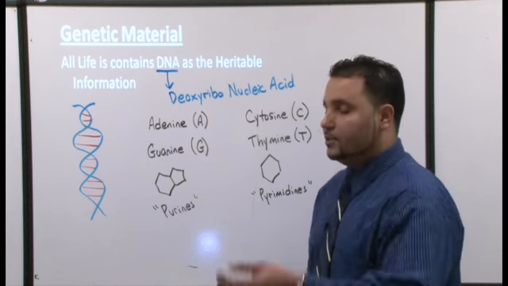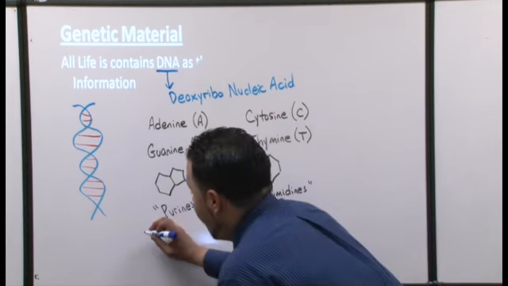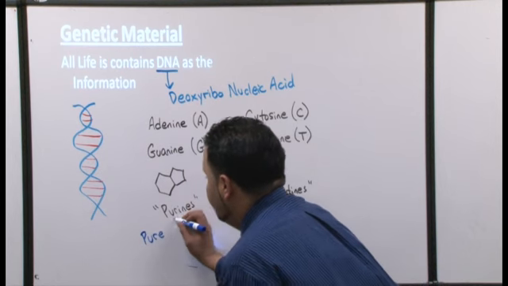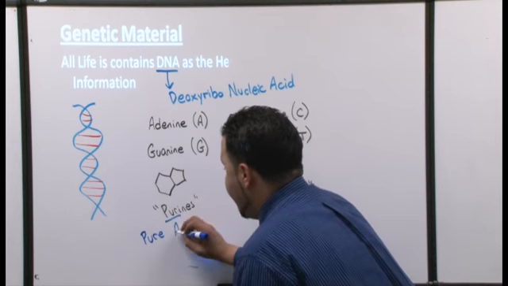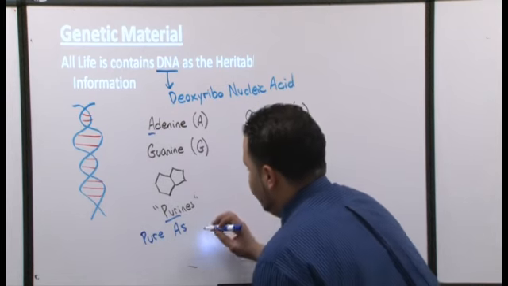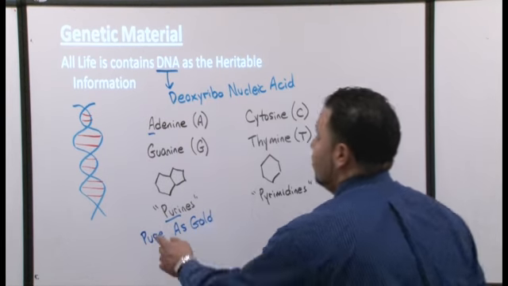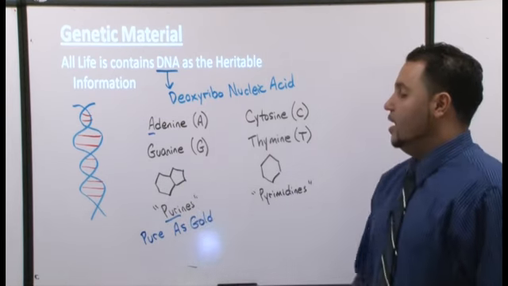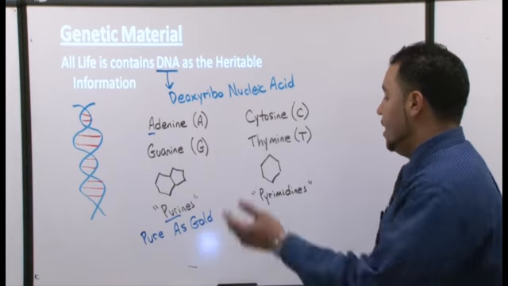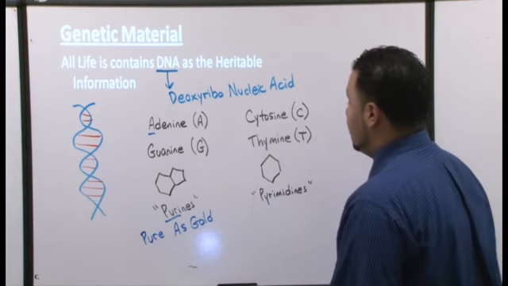Now, I want to just give you a shortcut on how to remember this. How do you remember that purines are adenine and guanine? Okay, well, I remembered it like this. Pure for purine, as for adenine, gold. If you can remember pure as gold, then you'll remember that there'll be 2 rings here. Okay, purines are adenine and guanine. And as for the pyrimidines, I just remembered cut the pi.